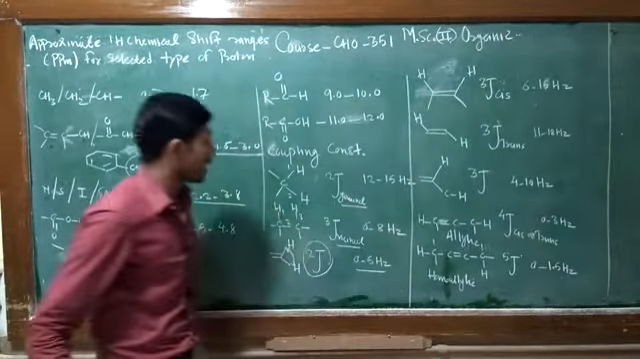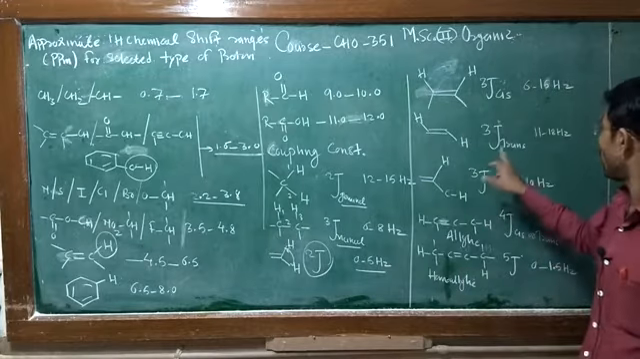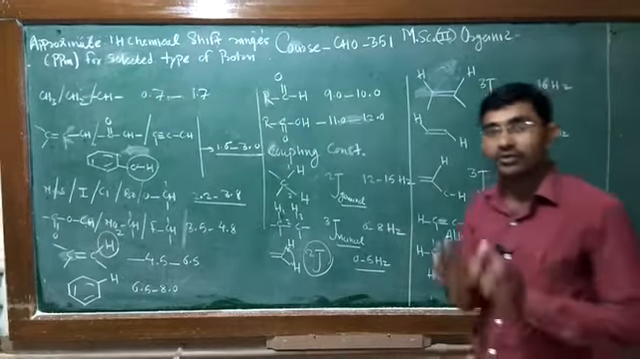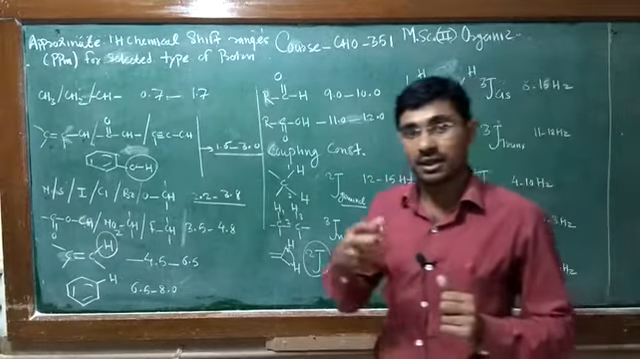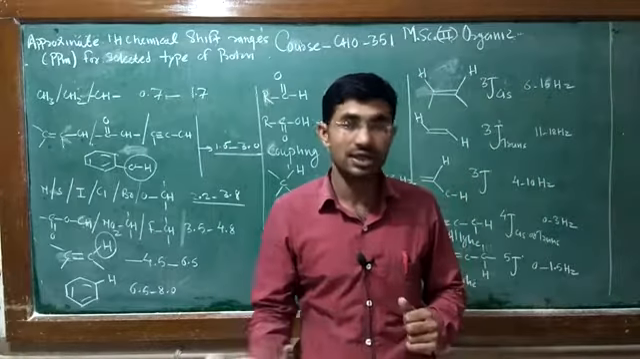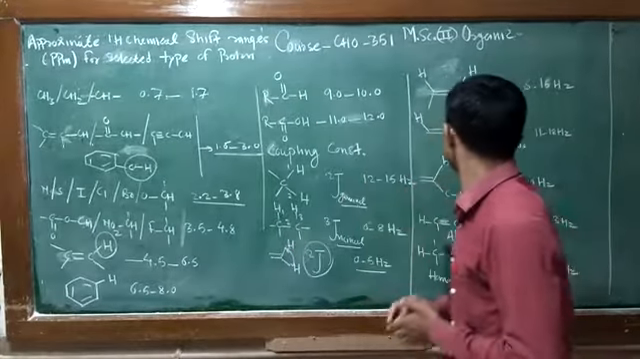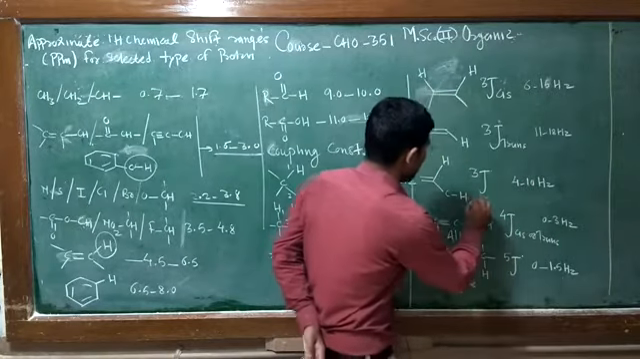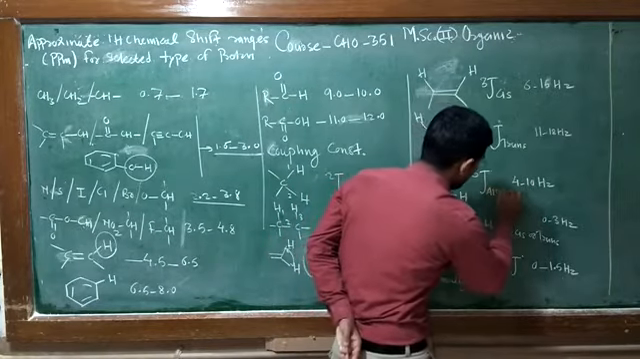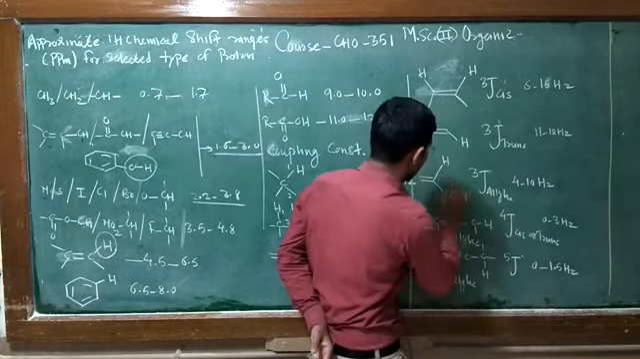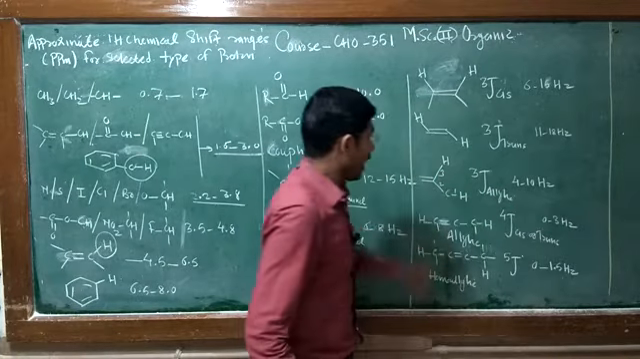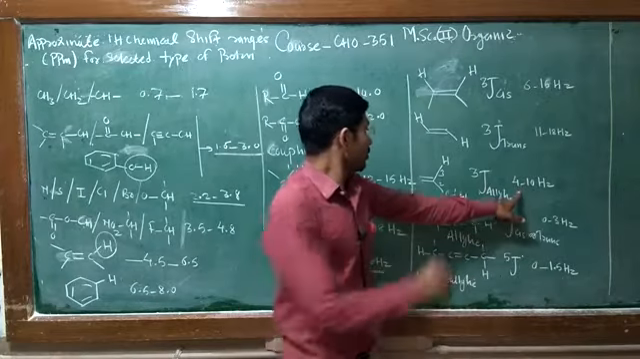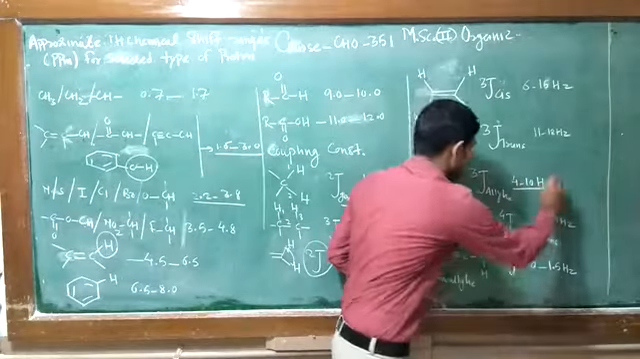In alkene, cis coupling has the value 6 to 15 hertz. Trans coupling has the value 11 to 18 hertz. You know very well that trans coupling is always larger than cis coupling in alkene. Then there is the coupling called allylic coupling in alkene, again a 3J coupling, 1, 2 and 3. Allylic coupling on the same side is 4 to 10 hertz.